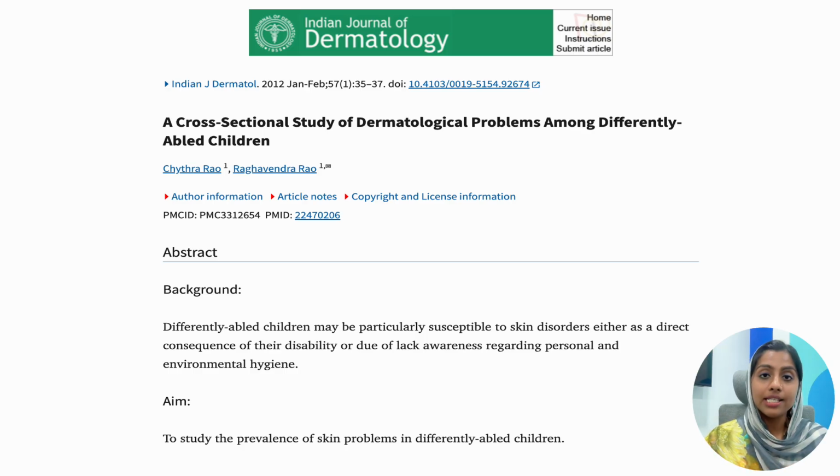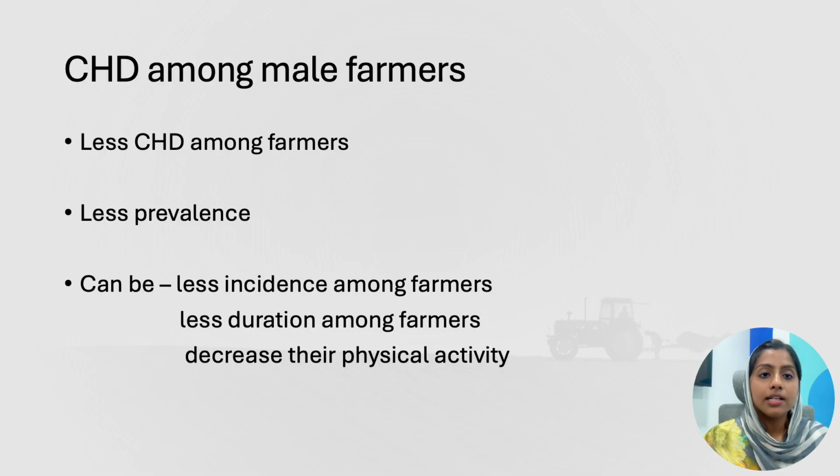So they're not analyzing if the differently abled children had skin disease before. For example, if they got a handicap at a particular point of time, and whether they had the skin disease before or after. They're only analyzing at a particular point of time, at a snapshot, what skin diseases are occurring. So let's consider the problems of a cross-sectional study.